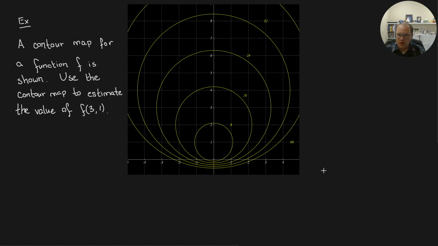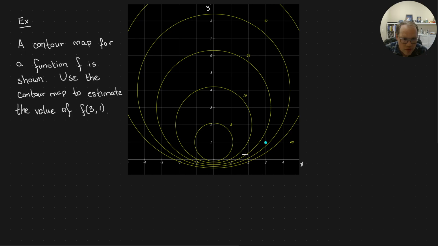So in this particular example, we want to estimate f of 3, 1. So here's our x-axis, here's our y-axis, here's x equals 3, here's x equals 1. We want to estimate this point right here. What is the z value at that point, the function value at that point?